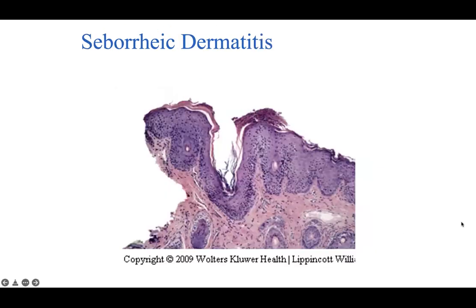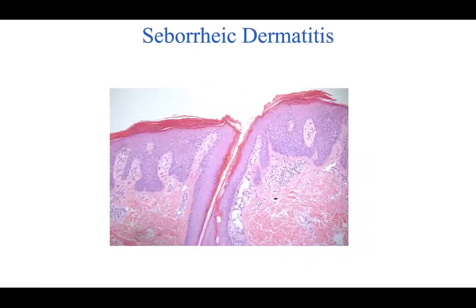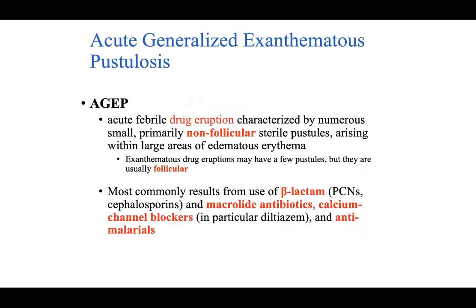So seborrheic dermatitis is just really, like I said, a mixture of hyperplasia with some spongiosis and perifollicular lipping. So just be aware of that as an entity that you would be expected to potentially get right on an exam by ruling out everything else.